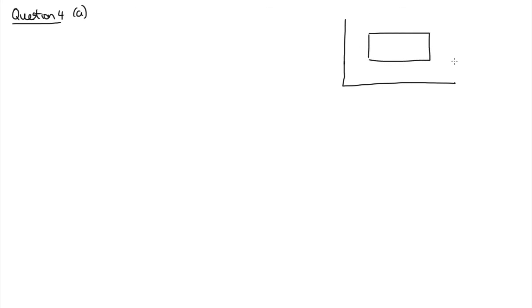Okay, so question 4, part A. In this question we've got a PV plot. Let's just quickly sketch it over here. We've got points A, B, C and D. In the exam you could sketch all over the diagram that's in your problem booklet, because you hand in the problem booklet at the end of the exam.